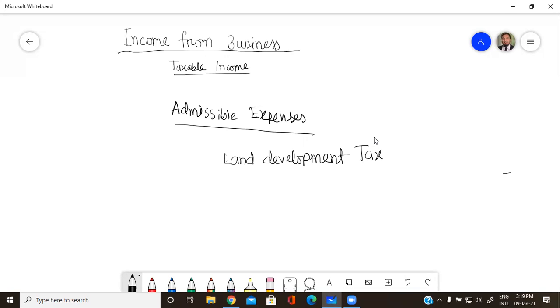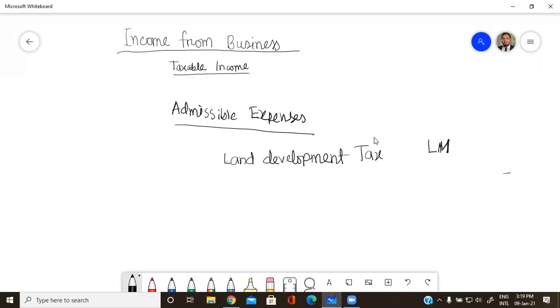Okay. This tax is collected by the government, but not through the NBR, but through the land ministry. We have the land ministry, Ministry of Land. It has authority to collect the land development tax from the landowners. In economics, it is known as land revenue, but in practice, it is known as land development tax.